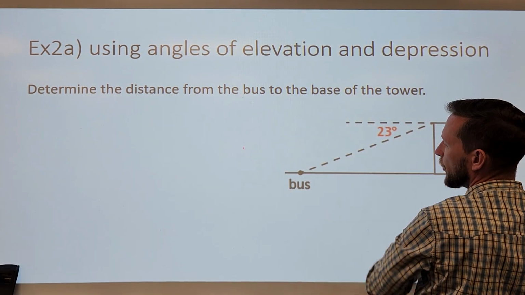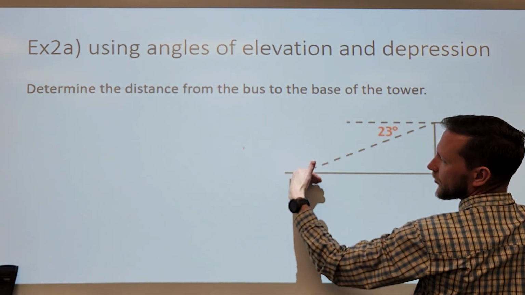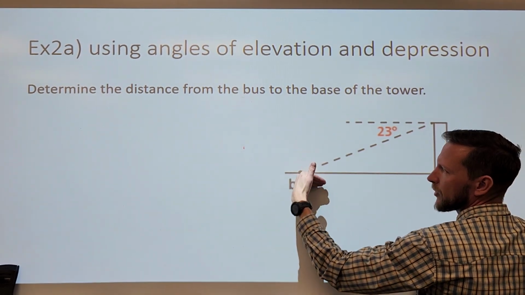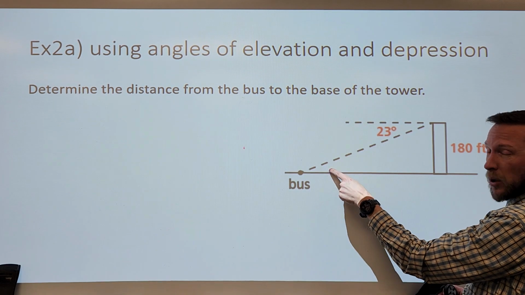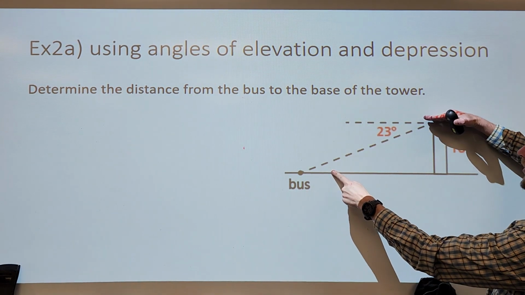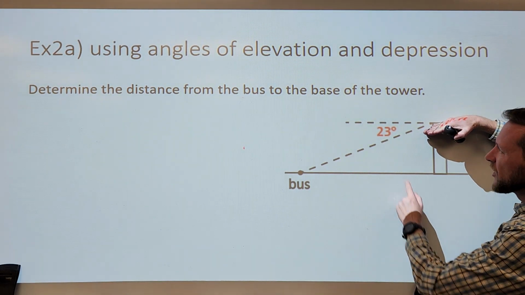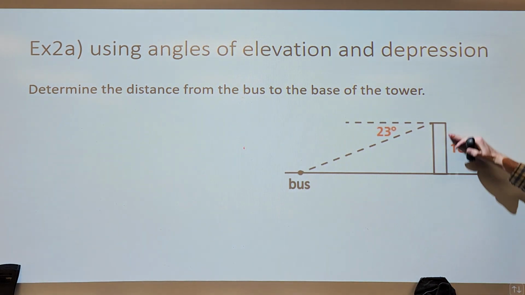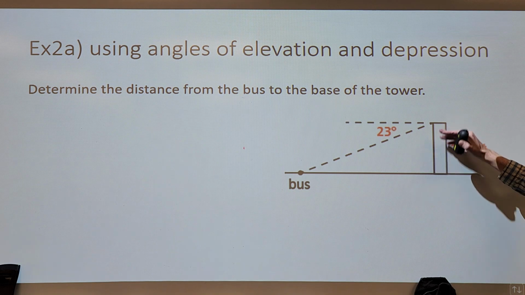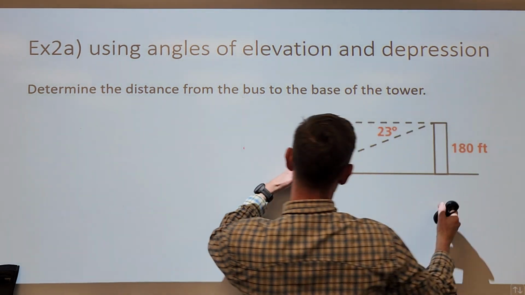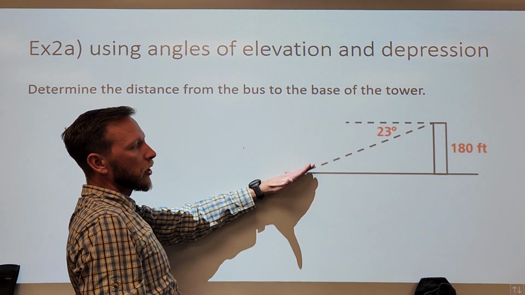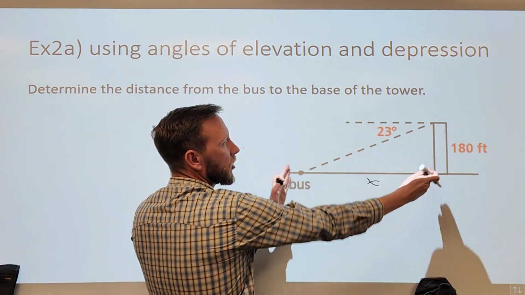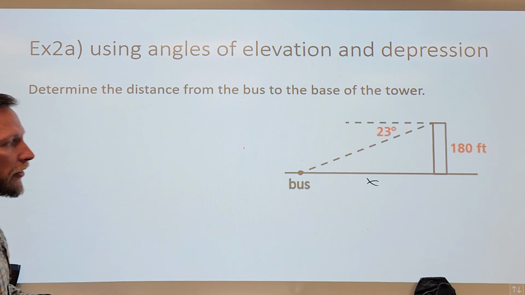So if this bus is looking up at an angle of elevation of 23 degrees, notice how I'm saying I'm looking up at an angle of elevation that's 23 degrees. If you're on top of the tower, you're looking down at the bus at a 23-degree angle of depression. All right? If you know that the tower you're looking down from is 180 feet tall, or if you're approaching from a bus and you know that when you're looking up the tower is 180 feet tall, how far away is the bus from the tower?